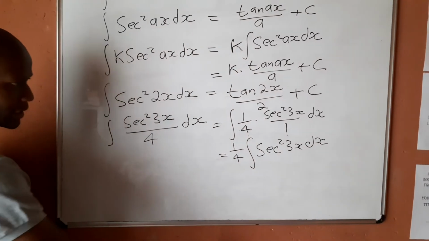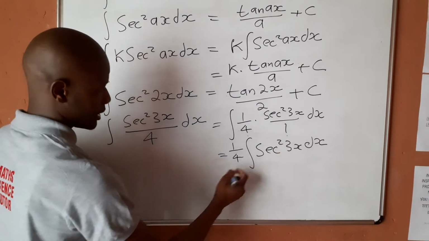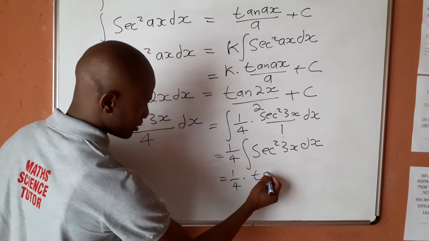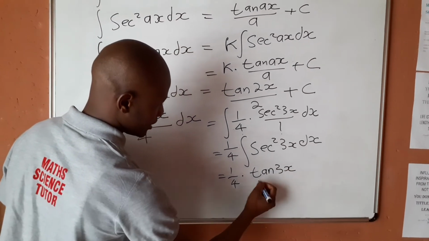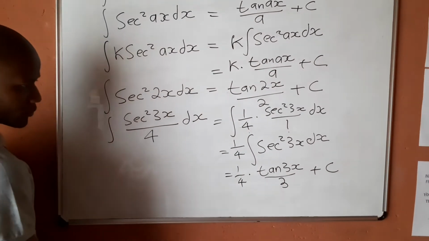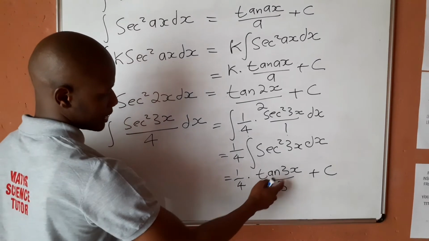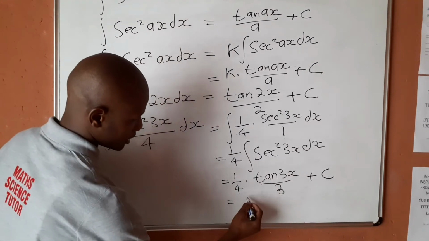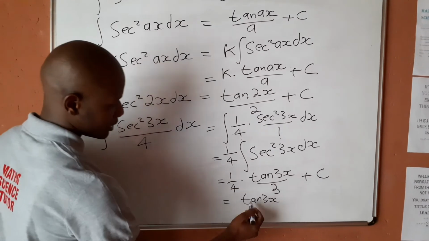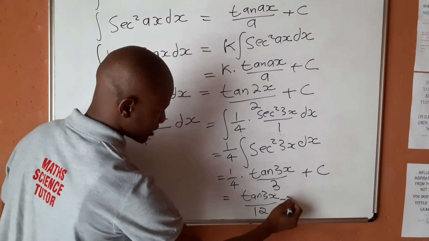So now I integrate sec squared 3x dx, which is 1 over 4 multiplied by tan 3x divided by 3 plus c. Therefore, 1 times tan 3x is tan 3x, and 4 times 3 is 12, plus c.